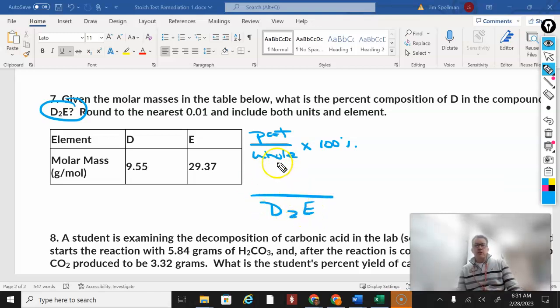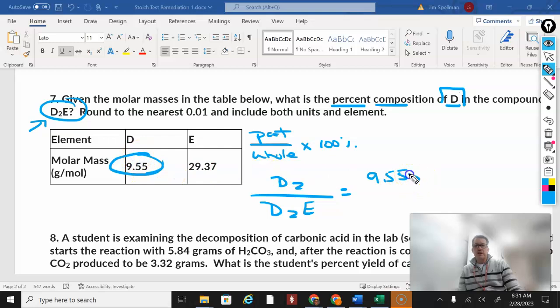So D2E would be the whole, and if it's asking for percent composition of D, one of the most common mistakes people had was they just put this number in at the top for D, but in your formula, there's actually two D's. So it's not just D, it's actually going to be two of them. So that's kind of the bare bones of how you should have set the problem up, which means that we end up with 9.55, which is D, and there's two of them.